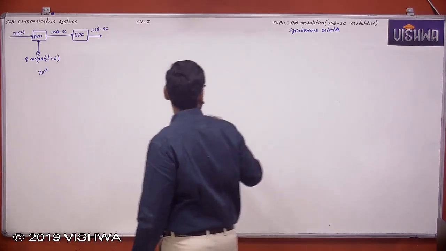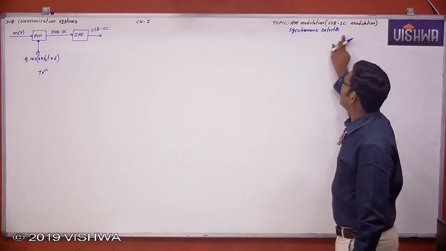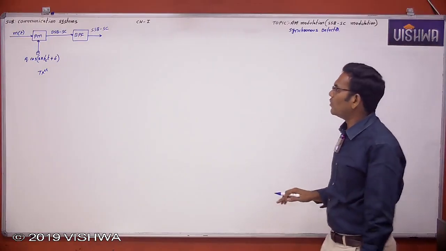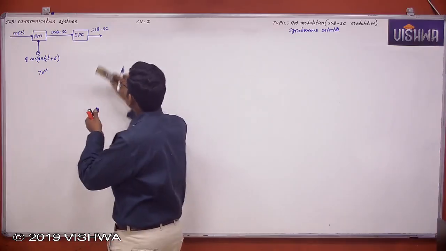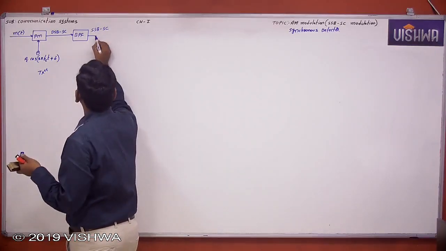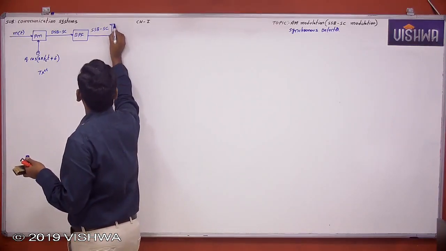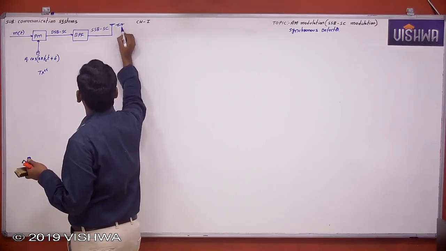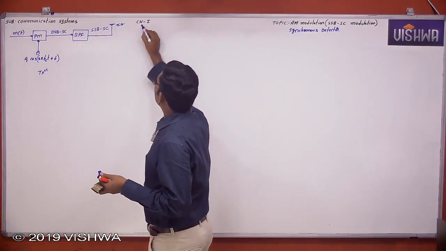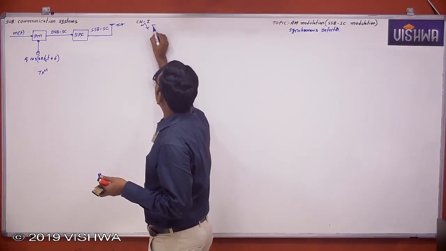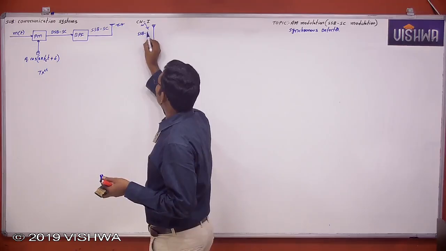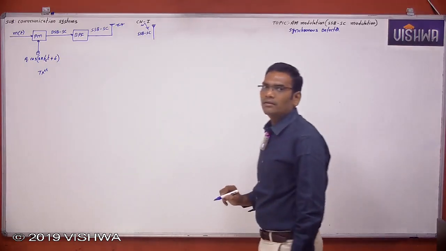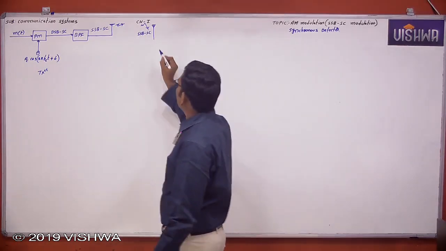But our demodulator is a part of the receiver. I am concentrating on the receiver part. So this is the transmitter portion. Now the transmitted signal is an SSB-SC signal, and the received signal is also an SSB-SC signal.